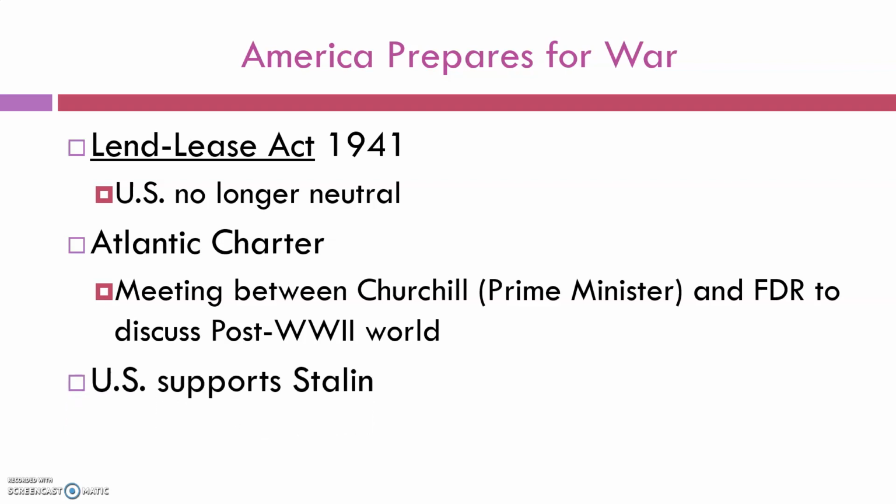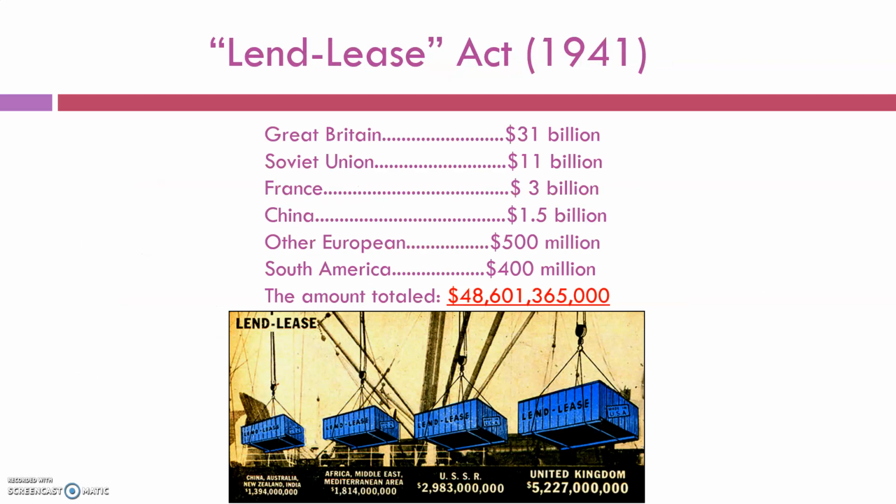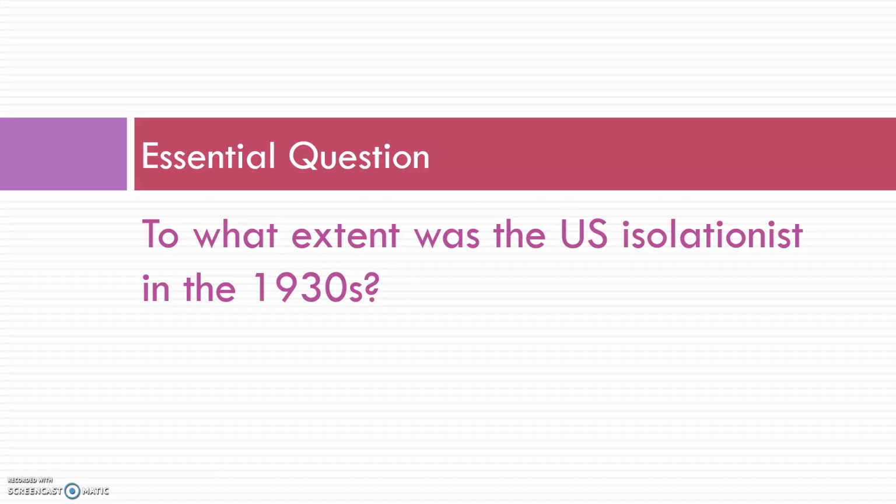And again, once Stalin gets betrayed by Hitler, the U.S. would also lend its support to Stalin through the Lend-Lease Act. As we see here, many, many billions of dollars, in fact, $48 billion, were given out to various allied nations throughout World War II in an attempt to keep them afloat while the war was going on. And that brings us to the end of today's lesson.